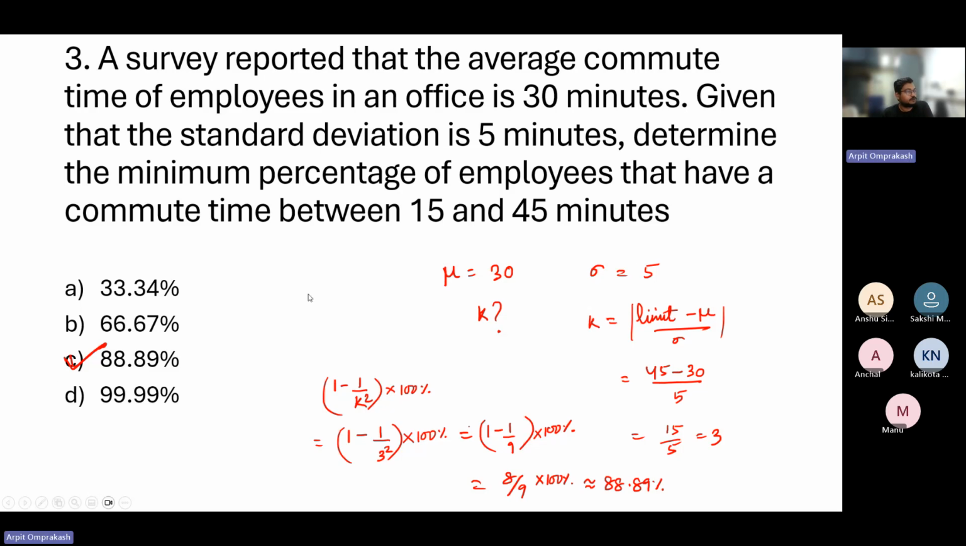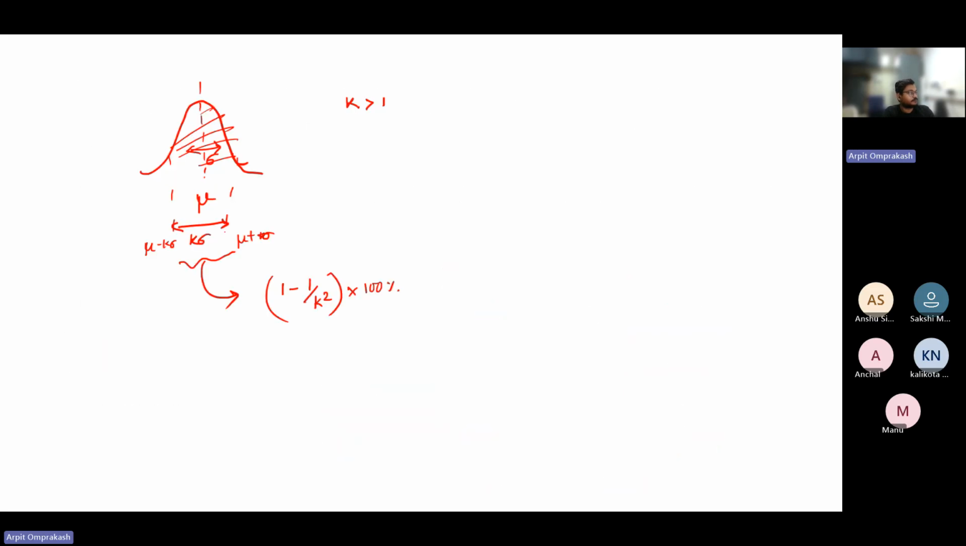So anytime you have a question which looks like this, where you are given a mean and a standard deviation, and you're asked to find the proportion of data present within a given range, you have to use this theorem mostly. Or if you're looking online, it's sometimes called the Chebyshev inequality in statistics.